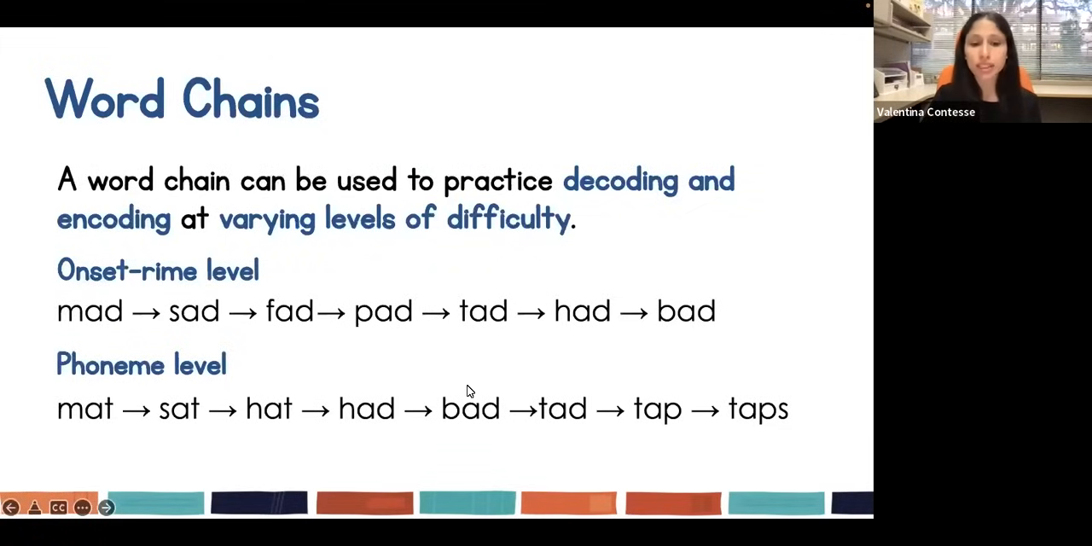Phoneme level word chains change different parts of the word. So the change can be in the initial placement, the medial placement, or the final placement. Like we see here going from mat to sat to hat. That was the initial placement change. From hat to had, that changes in the final placement. Had, bad, tad, tap, and then also adding something at the end, like from tab to taps.